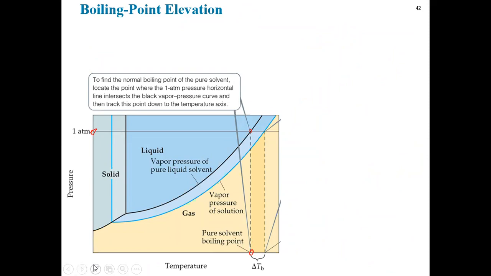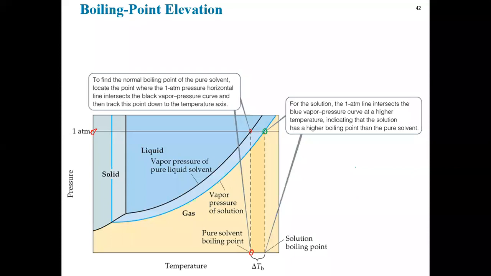If I change the color of my pen, and you have the same 1 atm line here, then you come across this blue line. The blue line is the vapor pressure of the solution. You want the vapor pressure to equal 1 atm. So if you use this temperature here, your solution's vapor pressure is not 1 atm. You go to the left, maybe 0.8 or something, which is lower than 1. Therefore, it is not boiling yet.